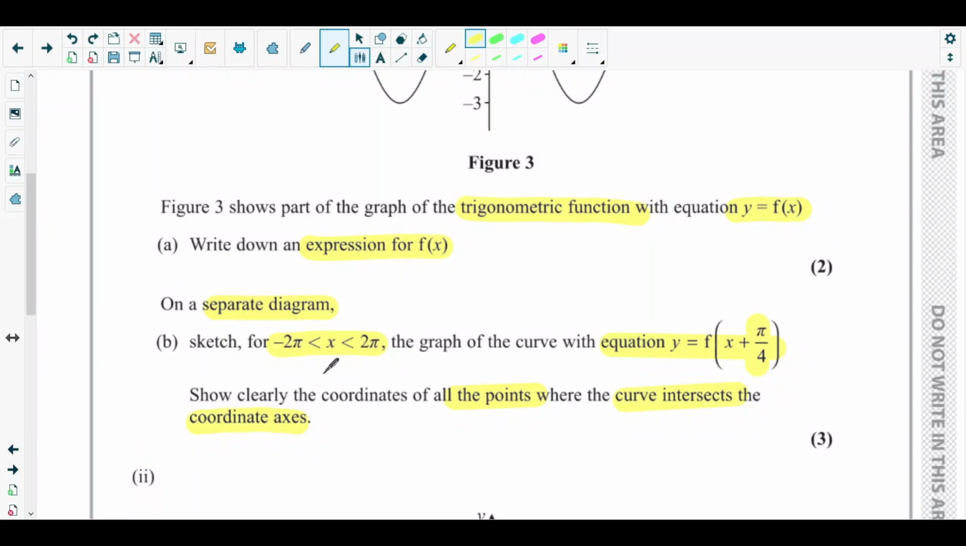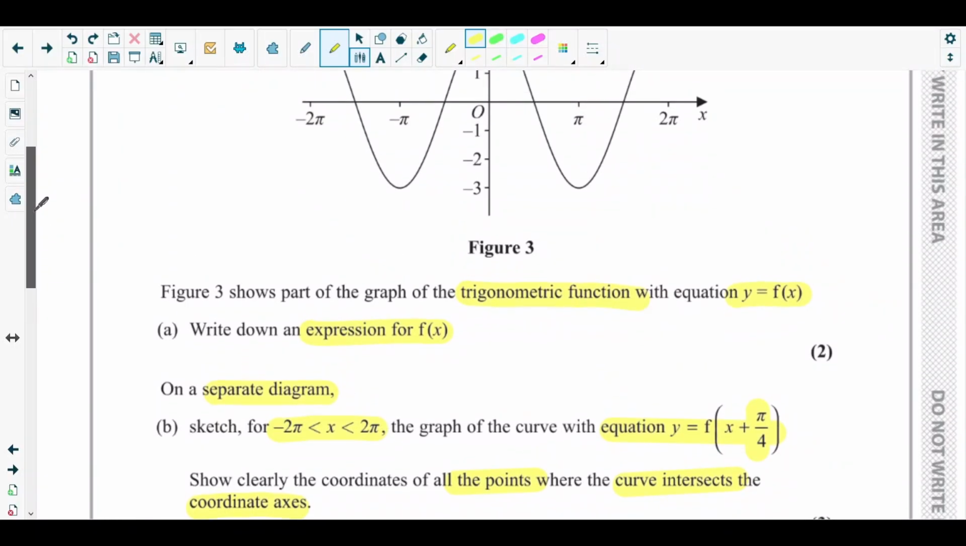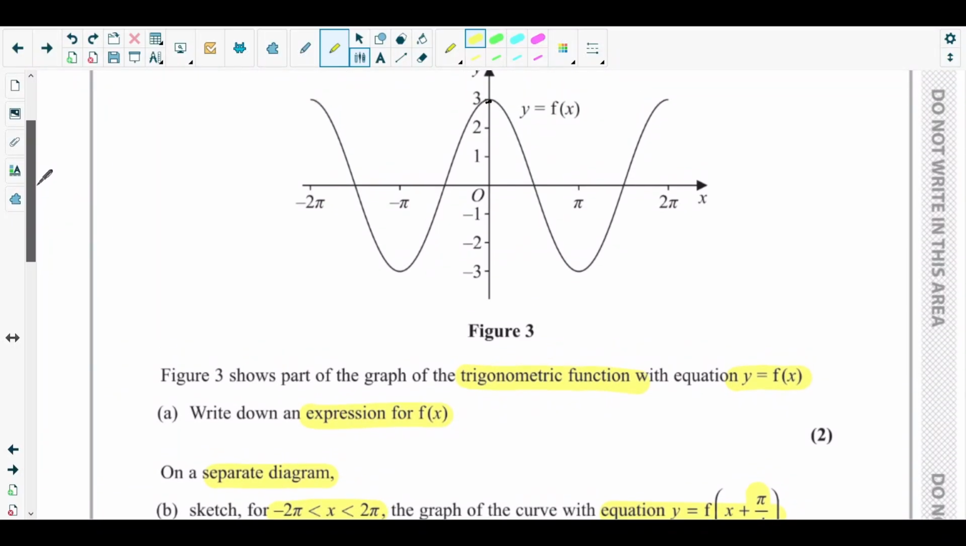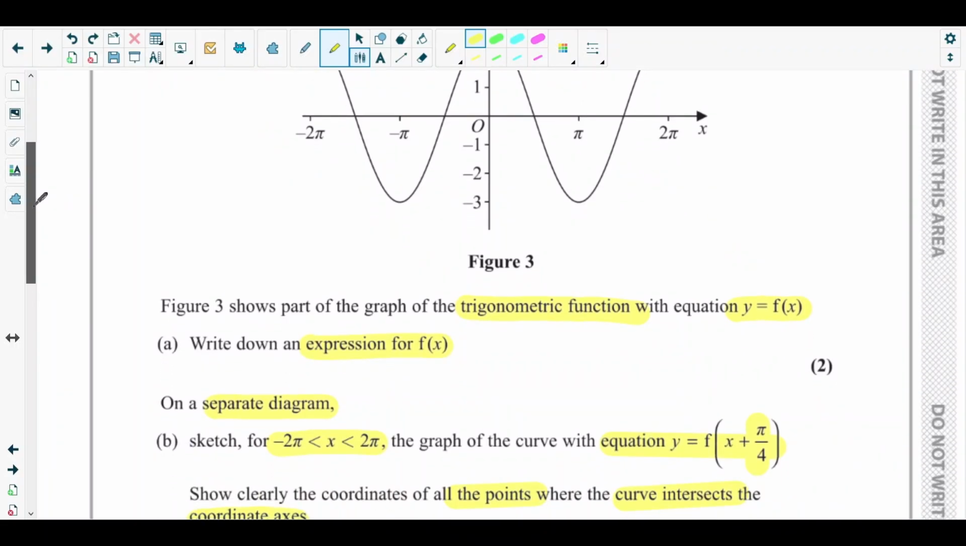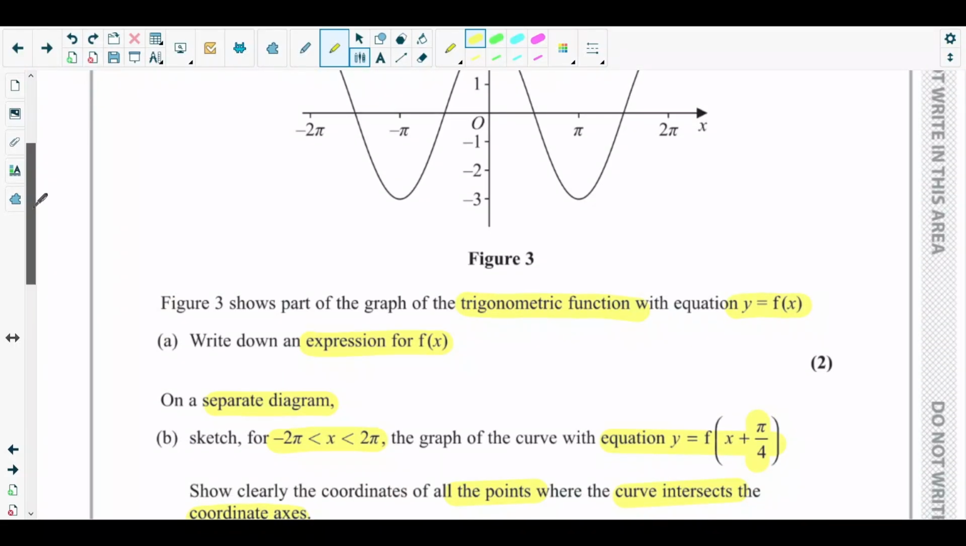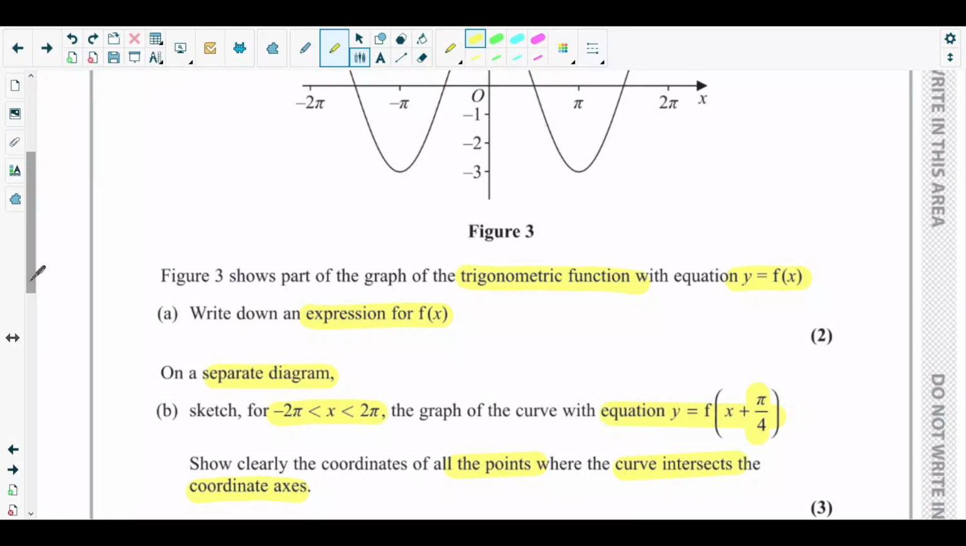So we need to sketch a transformed graph of the curve y equals f of x. How is it transformed? x plus pi over 4. So pi over 4 has been added within the bracket. That means it is a horizontal translation definitely, because a constant has been added. And we know that for horizontal translation, always the opposite thing happens, right?